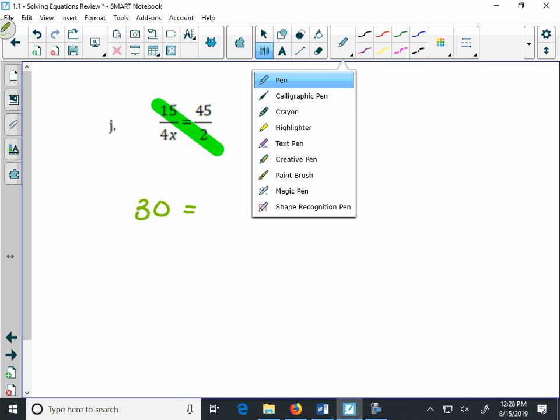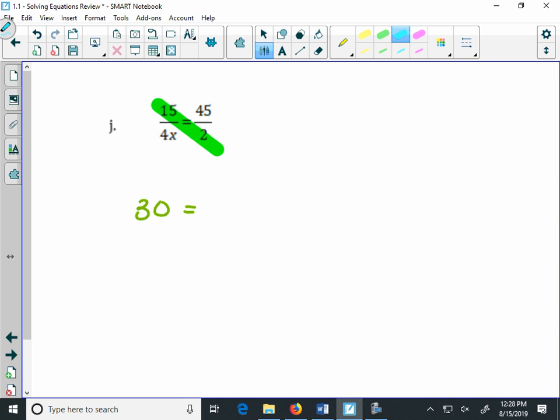And then multiply here. 4x times 45. 180x. We need to get x by itself. So what do we have to do with that 180? Divide.